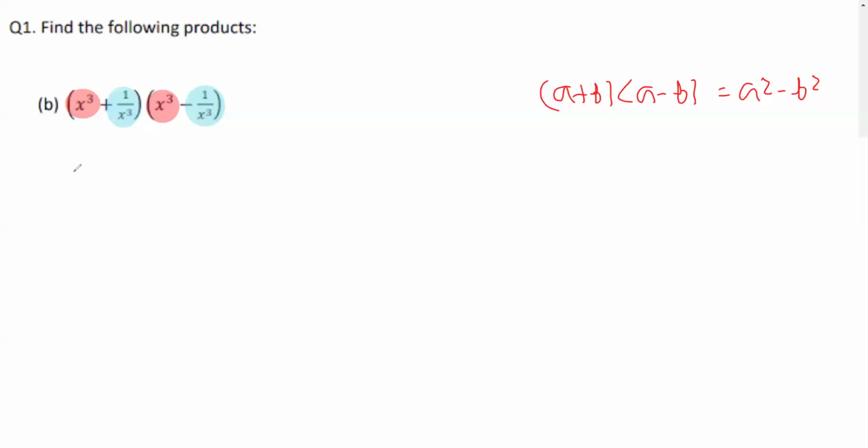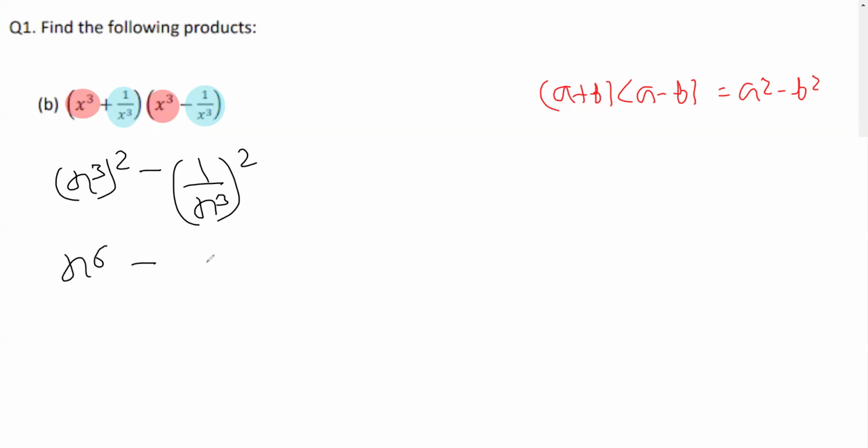So clearly a is this, its square is this, minus b. B is this, and its square will be its whole square. This is x raised to the power 6 minus, as you know, 1 square is 1, so we'll write the square of this, which is x raised to the power 6.